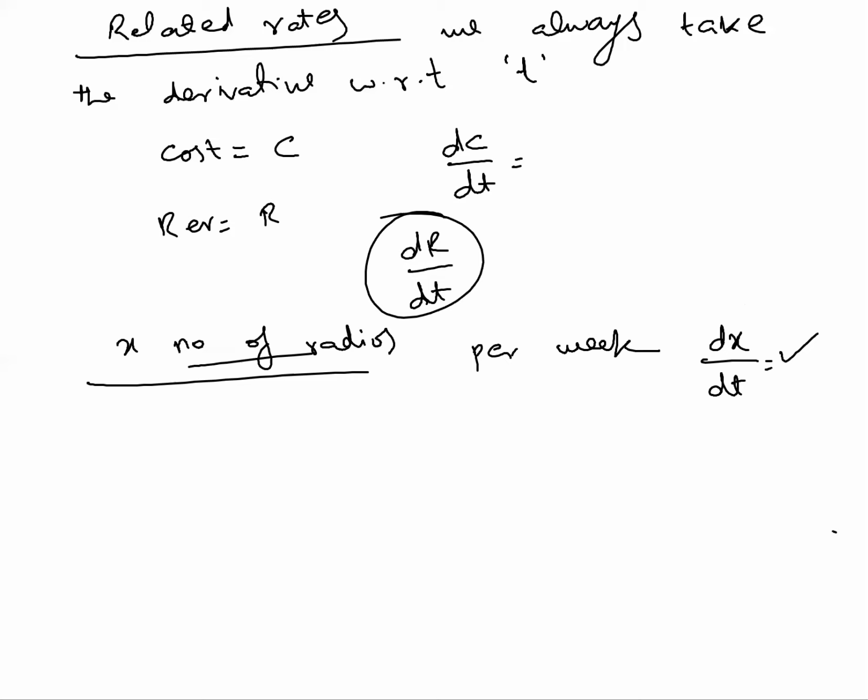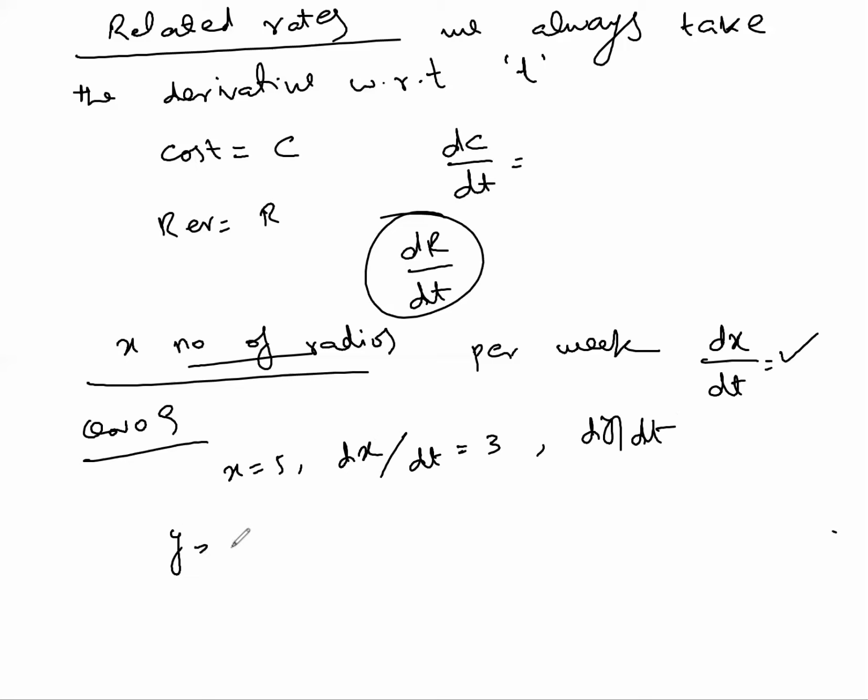So for example, in your book, question number 9 says find dy by dt when dx by dt is 3, x is 5. Find dy by dt when y equals x square plus 2.